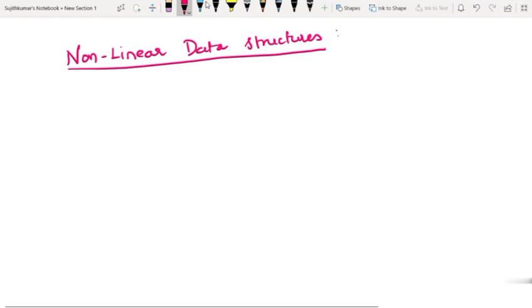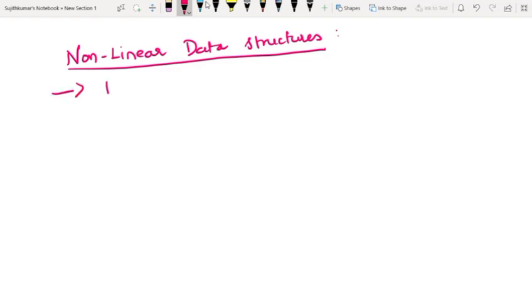I think those are very important for all the tech interviews and coding contests. In almost all the tech interviews, they may be asking you questions from these non-linear data structures. So I'll be giving you a lot of knowledge on these non-linear data structures.